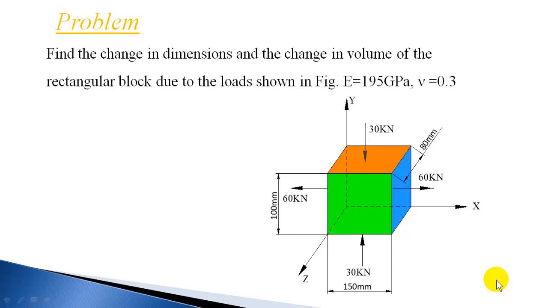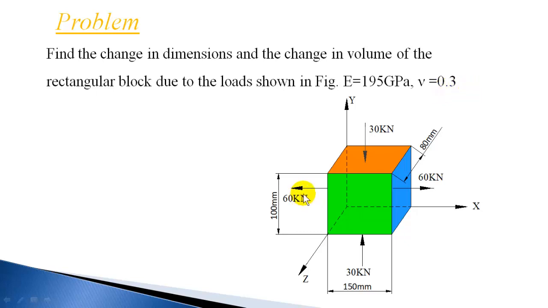So let us start. Find the change in dimensions and the change in volume of a rectangular block due to the loads shown in figure. Young's modulus E is equal to 195 gigapascal and Poisson's ratio is 0.3.